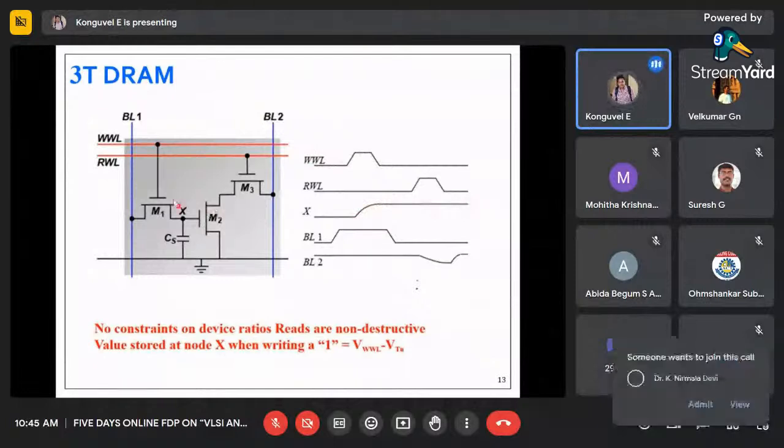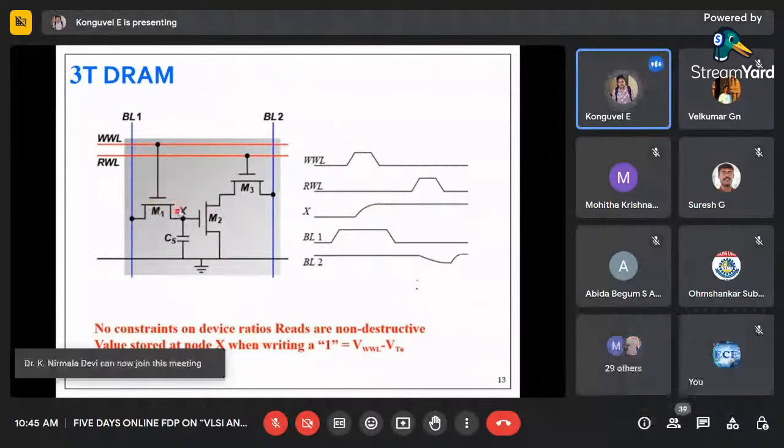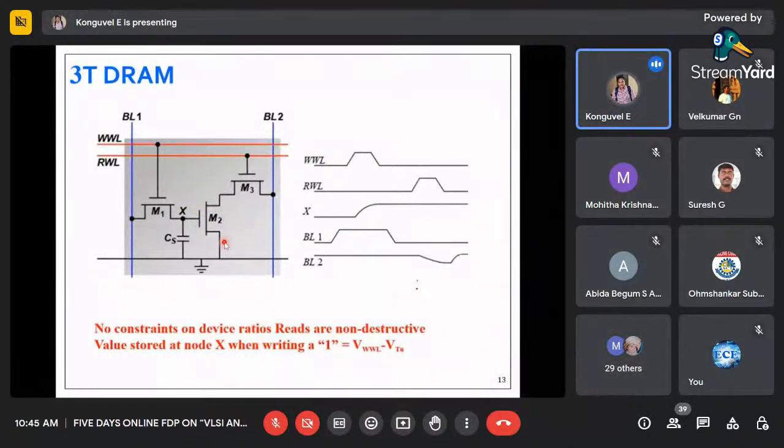Why? Because the M1 transistor is now turned off, so the charge stored in X will not dissipate. Similarly, here it is a gate, so through this path also it will not dissipate. But this X can turn on the M2. That is the other thing we are going to see on the read side.